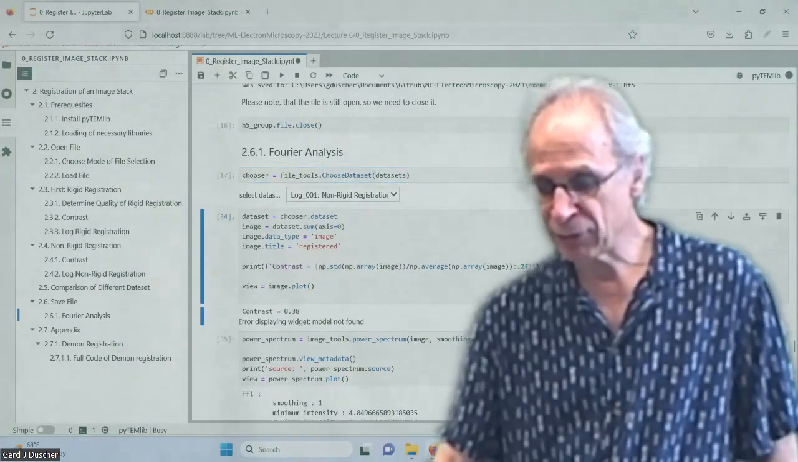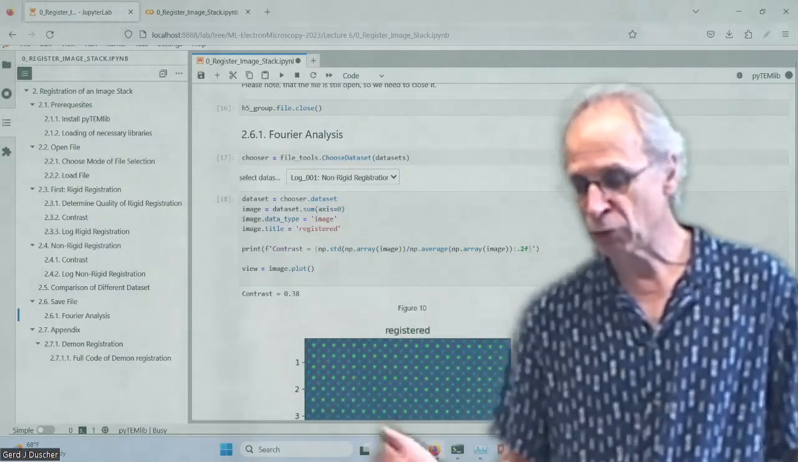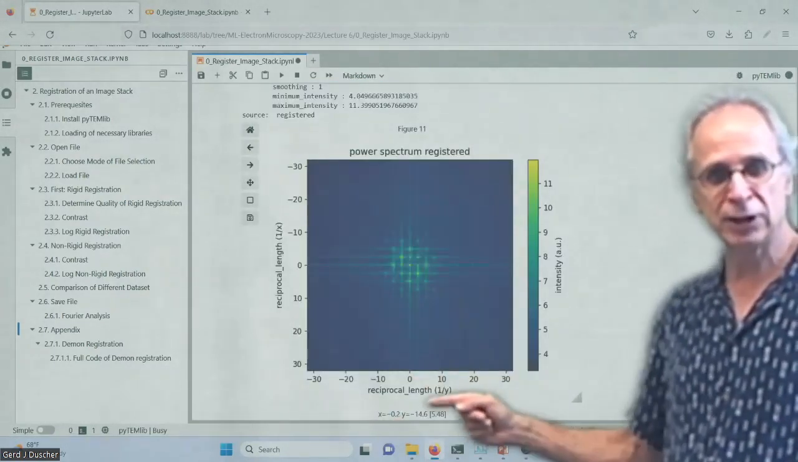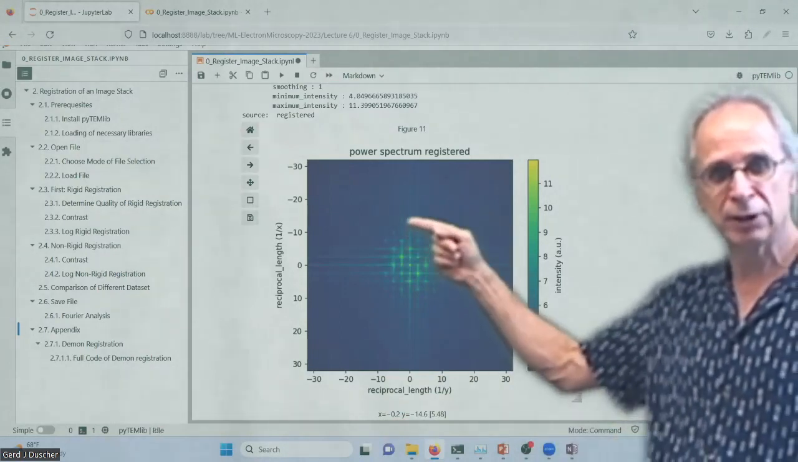But if you have that, we can go to our non-rigid registration and we can do the Fourier transform, look at that, and do the power spectrum and do whatever we want to. If we look here, we are about here. 1/14 nanometer is my resolution, so it's about 70 picometer resolution for this kind of image. So good enough.